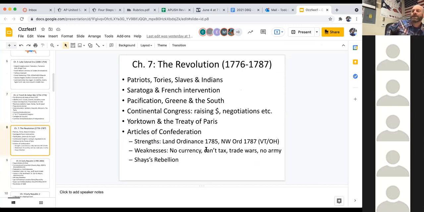Anyway. New York abstained. Everybody else voted for revolution. And so we declare independence. So going into chapter 7, the revolution. So people had to choose sides. It's estimated, we didn't have polls back then, but the best estimates indicate that probably society was split into thirds, that a third of people were hardcore patriots and wanted independence.